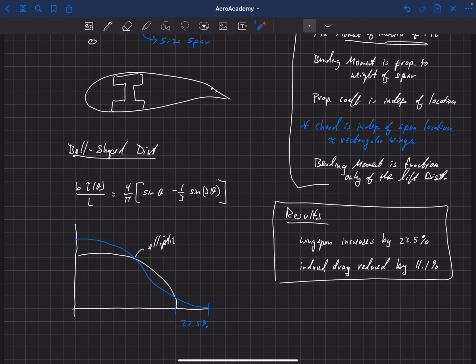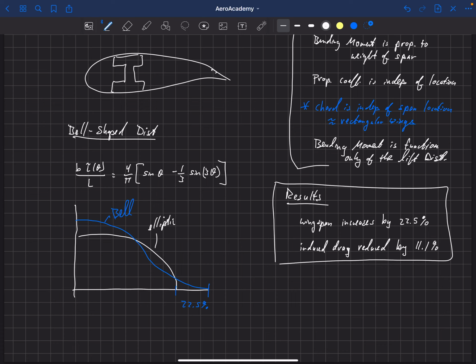One more thing I'd like to point out before we move on is something that's not often mentioned with respect to the bell-shaped lift distribution: we've increased the span by 22.5%, and remember, we've basically kept the chord the same. He doesn't explicitly state that again, but with the math that he uses, it's very challenging to keep the thickness the same across the entire wing without keeping the chord the same. That's not completely true, but let's assume that the chord is constant across this. So again, we're talking about rectangular wings.